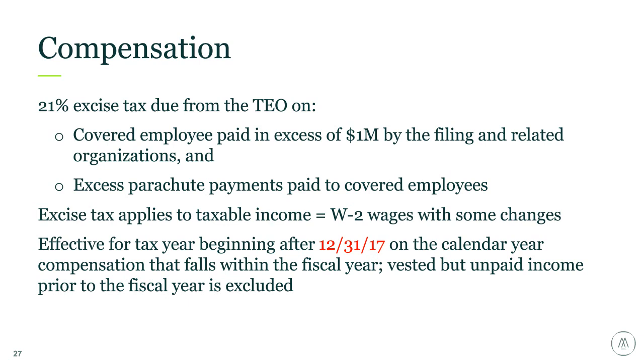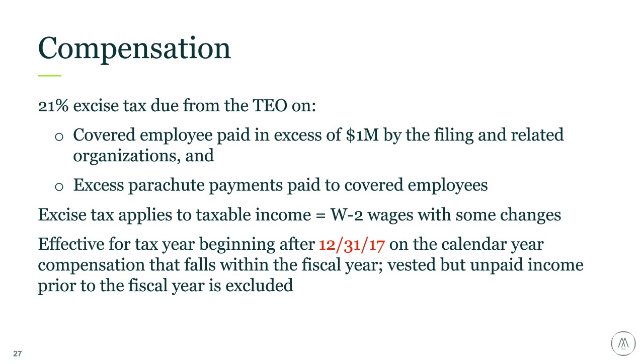So we have a new 21% excise tax that's due from the exempt organization. This is not a tax on the employee. This is one the employer pays. If you have covered employees who are paid in excess of $1 million by the filing and related organizations, or if you have excess parachute payments paid to covered employees. So you don't have to be paid over $1 million to be subject to the excise or to the excess parachute payments. They're just considered in 2 different buckets.